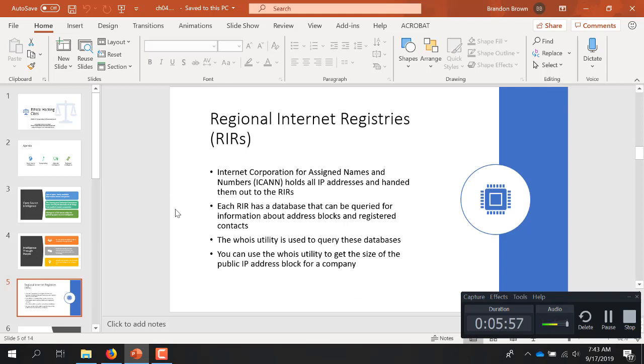So regional internet registries, they talk about this again. These are the different types of registrants that will use and collect information on domains that you have registered, what IPs they are associated with, your A records, your MX records, and your DNS systems. And you can use NSLookup and especially Whois to get information about public domains.